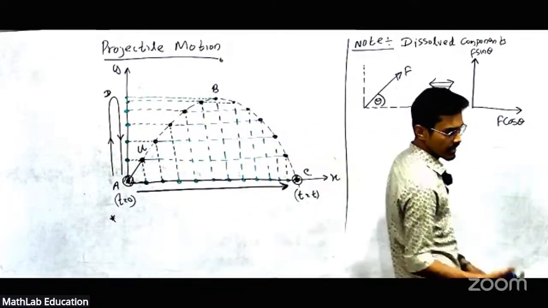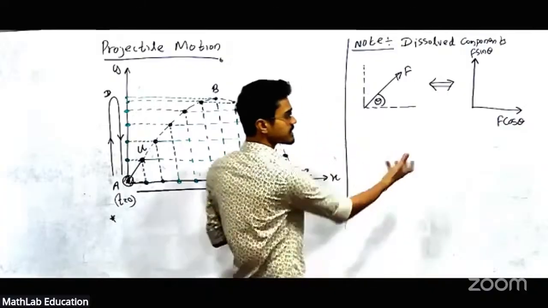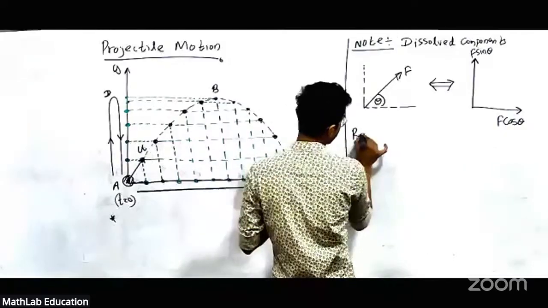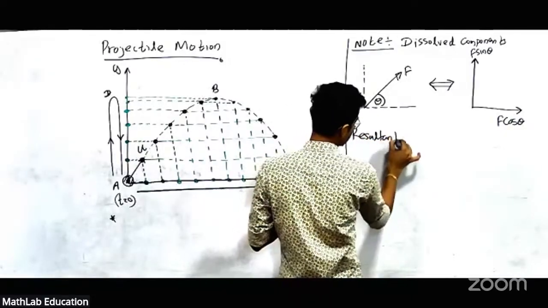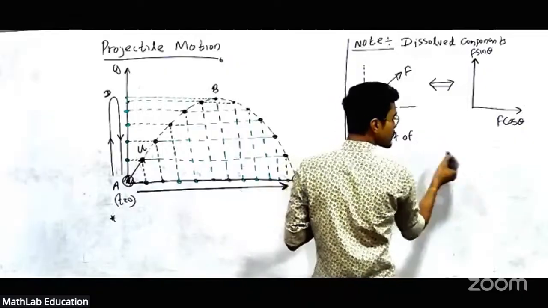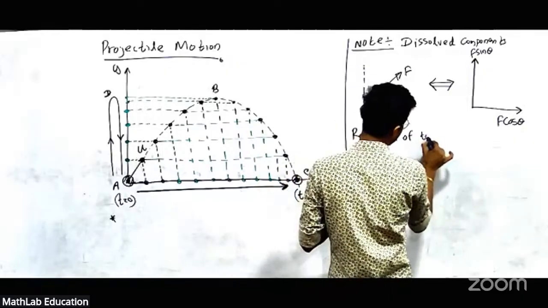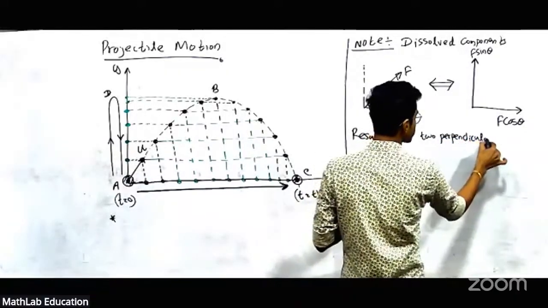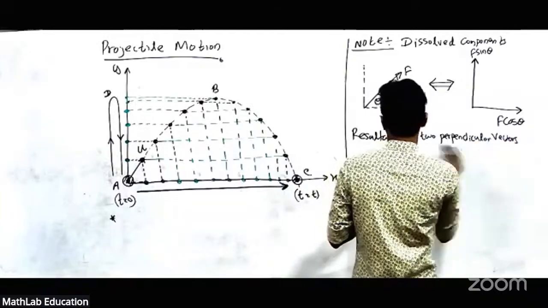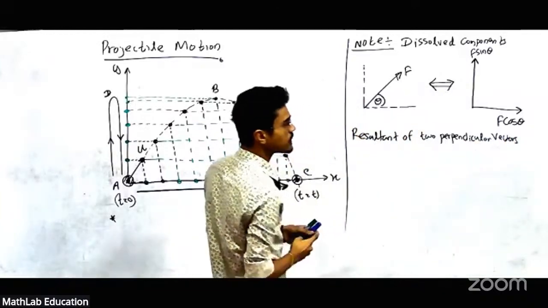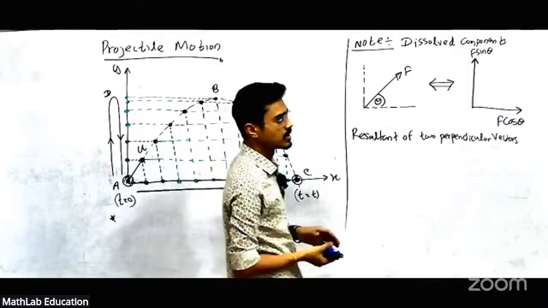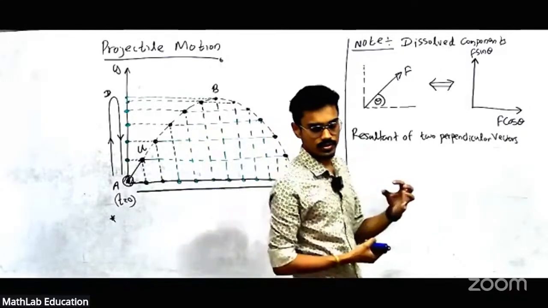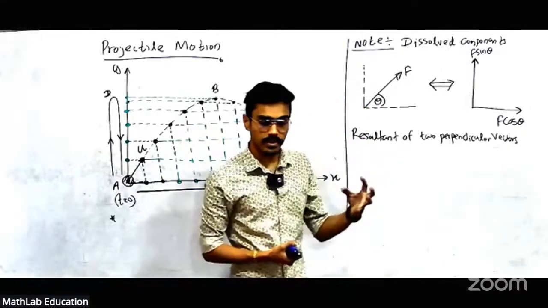Right? Okay. You will understand this better when I explain the reverse process of this. Now write this as: resultant of two perpendicular vectors. Resultant means a single force or single vector to replace multiple vectors.